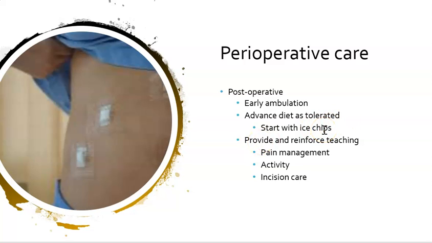Cholecystectomy. So here we have a patient that had a lap chole. Sometimes these patients can get a paralytic ileus. So nursing interventions with this, post-op care, early ambulation, advance diet as tolerated, and then we provide and reinforce teaching for pain management, activity and incision care, because these patients usually go home pretty quickly.